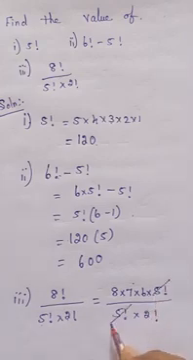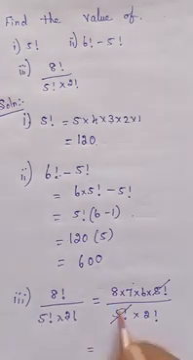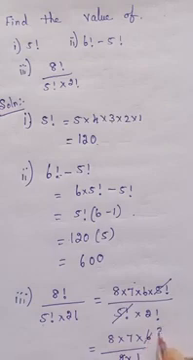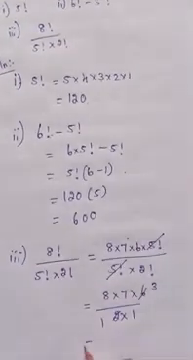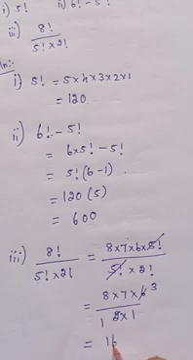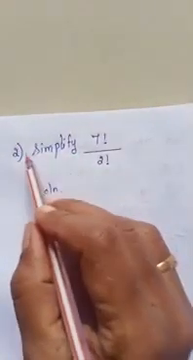See, both will get cancelled. Now it is enough to multiply and write the answer, isn't it? Or 8 into 7 into 6 by 2 factorial, which is 2 into 1. Divide it. 1 2 is 2, 3 2s are 6. Now we can multiply and write the answer. 8 into 7, 56, and 56 into 3, 168. It's easy, no? See the next problem.